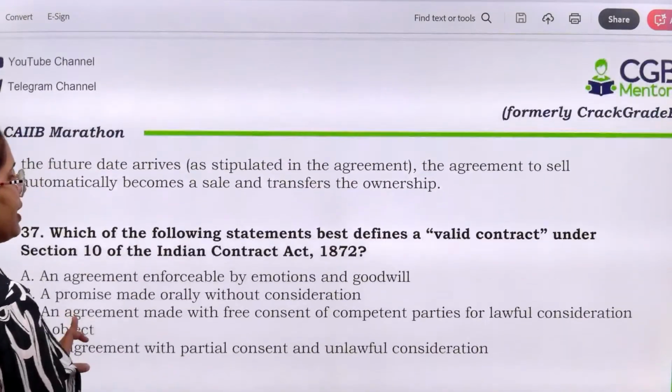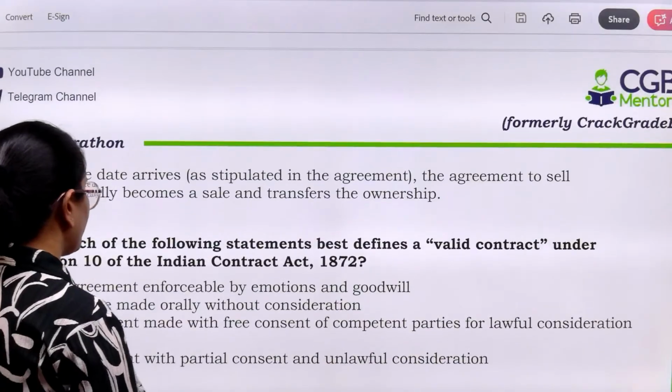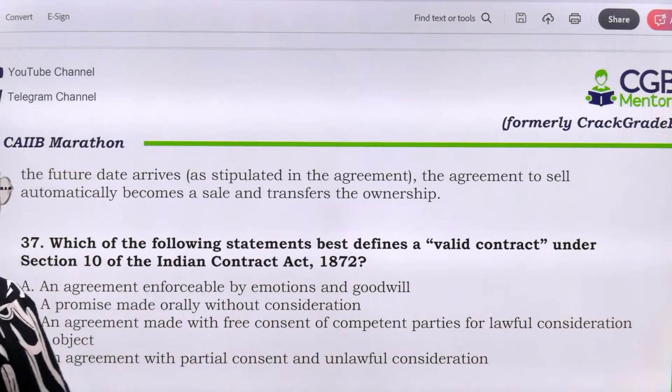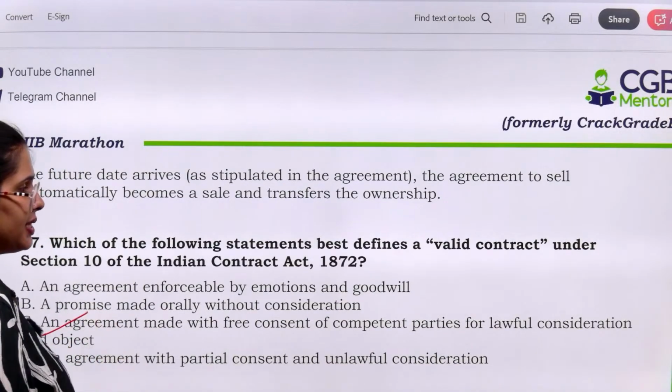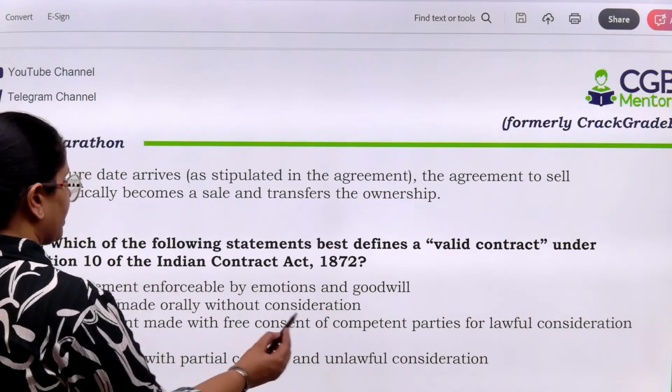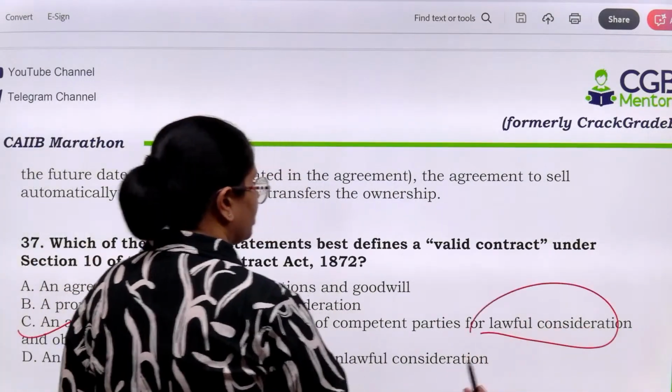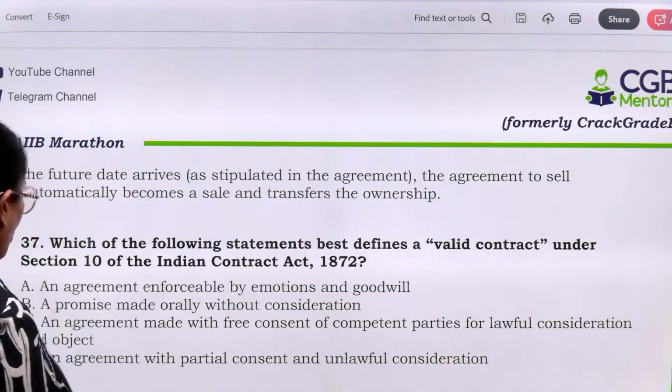Now, which of the following statements best describes a valid contract under the Indian Contract Act? So, it's an agreement which is made with the free consent of the competent parties. Note the free consent, note the lawful consideration and the object.